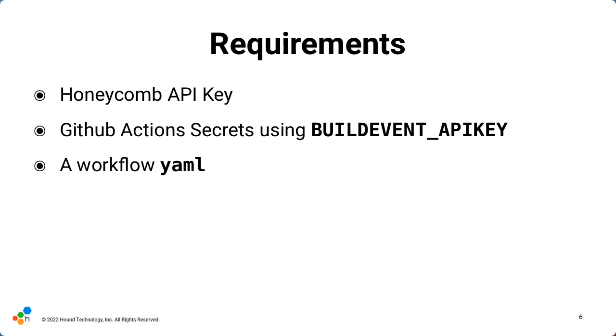So you're going to use the GitHub Action secrets located in the settings of the repository. And you're going to use the label build event API key. That's what tells build events, hey, use this key. And then of course, you're going to need a workflow YAML to do your CI work. Now is example time.